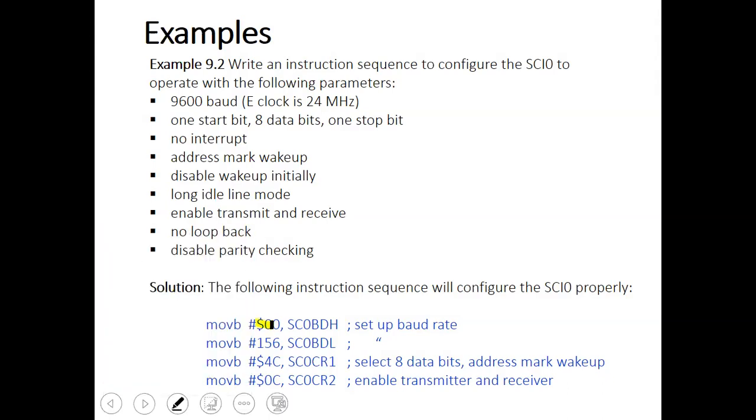We stored 00 in the upper register, the most significant register of the baud rate generation register, and 156 decimal in the lower byte. So with these two registers together, we specified the scale factor, which is a 13-bit value. So simply you need to do the math.